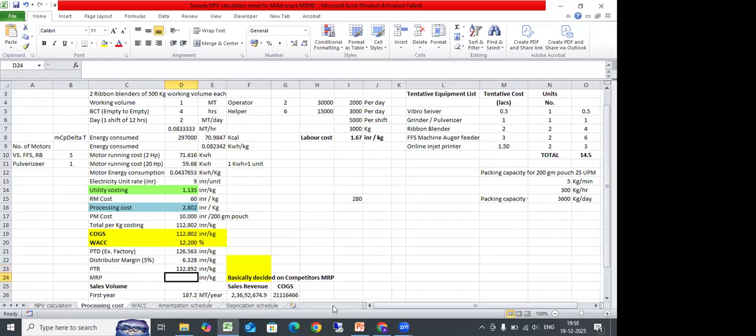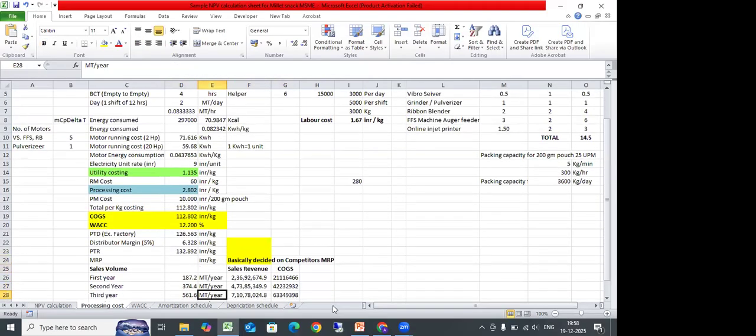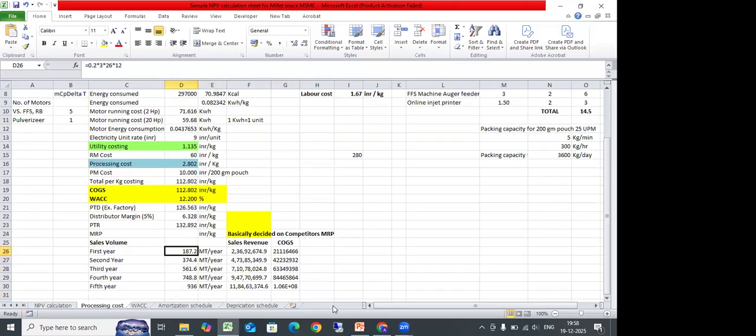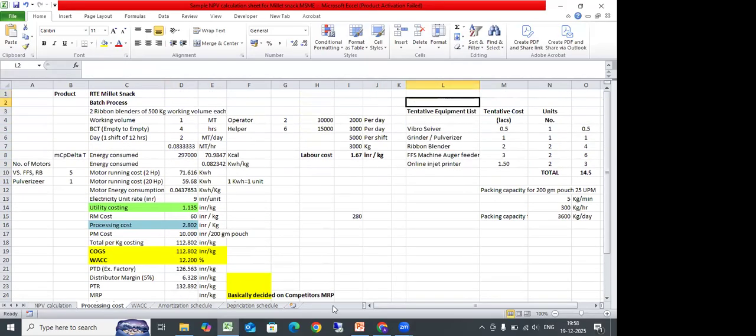Now what will be the MRP in that case? My other expenses I have not added yet. Hold on, I'm arriving at a price here. So MRP is basically decided on competitors' MRP. Now, you are clear till this part, till PTR? Yes, sir. Okay, fine.